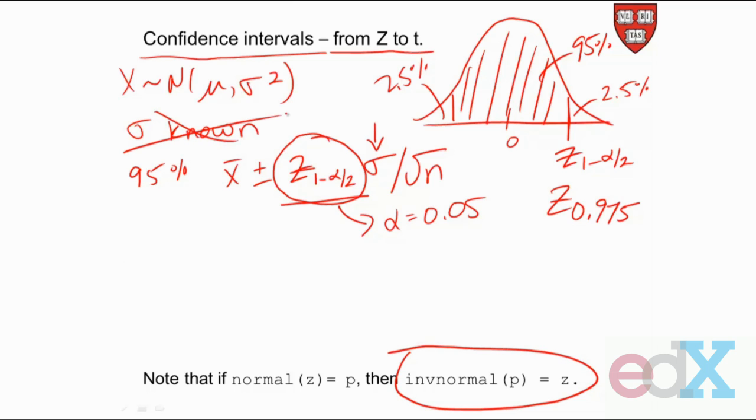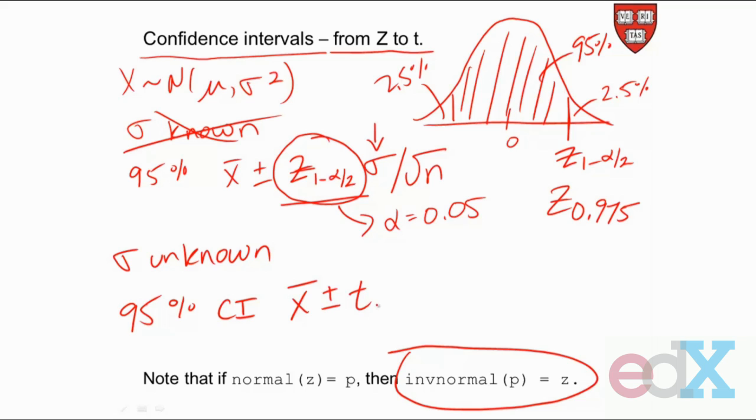But it's usually not the case in practice. Usually we don't know sigma. Usually sigma is unknown. And when that is the case, we construct a 95% confidence interval in the same way, x bar plus or minus, but now since sigma is unknown, I have to base my confidence interval off of the t-distribution. So I use a t-distribution with n minus 1 degrees of freedom, where n is my sample size, and I use that same cutoff, 0.975, and now it's times s over the square root of n.